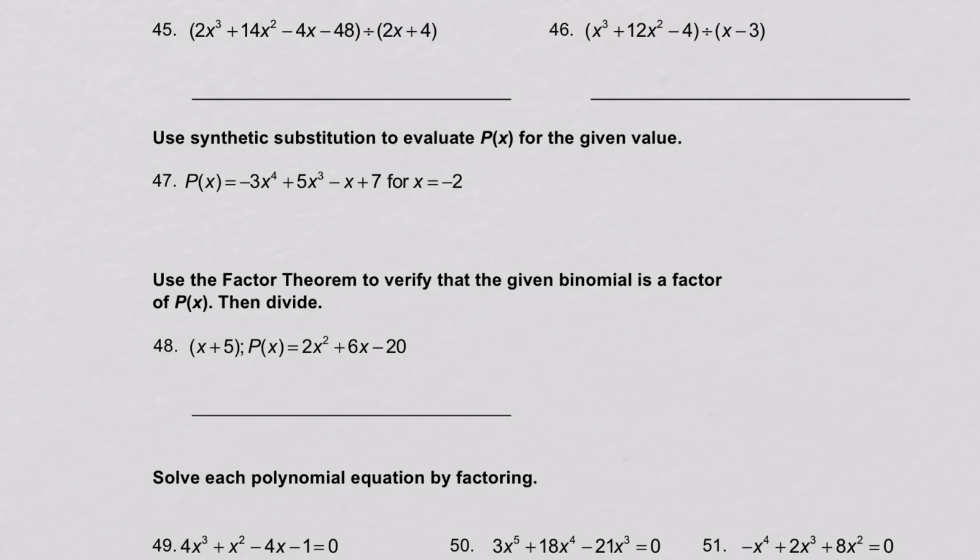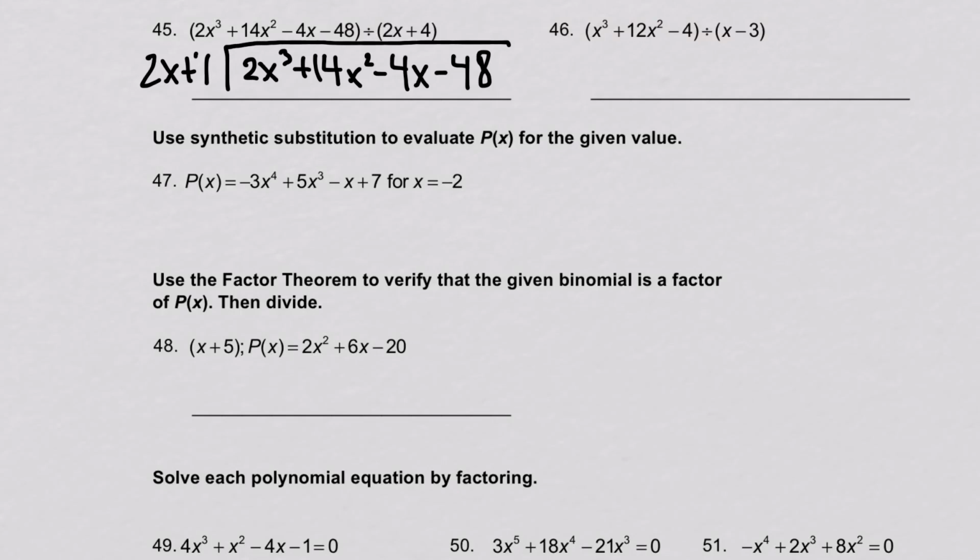So if you're a little confused about that, I'm just going to get you guys started on what the correct way of setting it up is, but I'll let you guys finish it and then come back and check your answers, okay? So here, let me set up 45 for you. You're going to write 2x cubed plus 14x squared. Make sure you always write them in standard form. Minus 4x minus 48. Okay, and you're going to divide that by 2x plus 4. Okay, so you can do that on your own. Work it out, and then I'll show you the answer in a little bit.